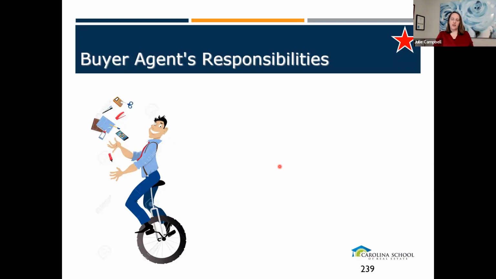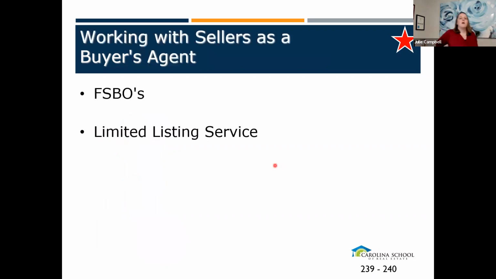Now that you've been hired as a buyer's agent, you may come across the opportunity to work with a for sale by owner or with the limited listing service, if your buyer is interested in either one of these properties. With the for sale by owner, the FSBO is unrepresented, which means they didn't hire a firm. They don't have representation. Maybe the FSBO will pay you, maybe they won't. We always have to ask.